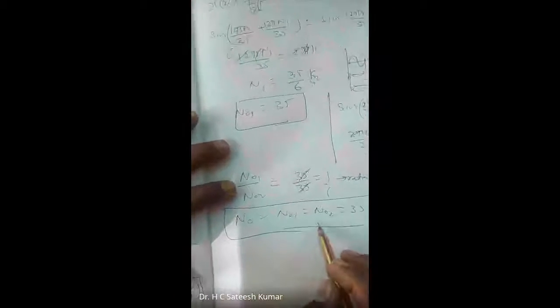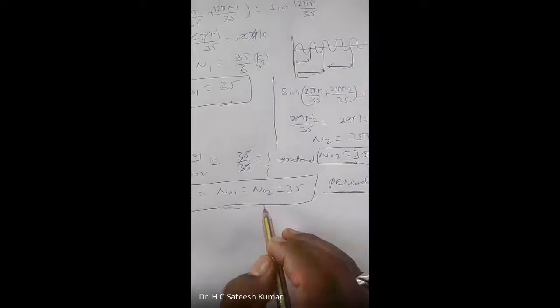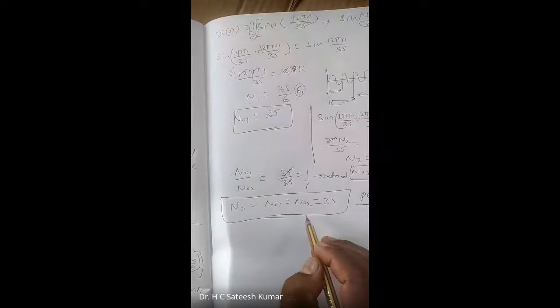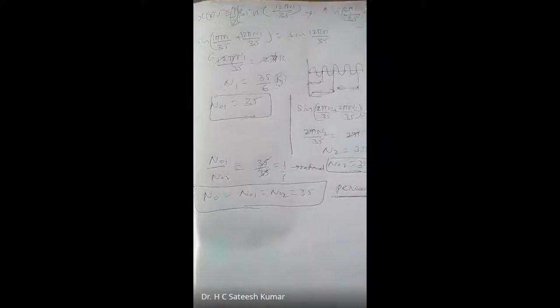So n naught is equal to n naught, so that is periodic, we have it, right? Similarly, we can do a few more problems of this kind. We have seen them in the examination. Let us take one more problem.